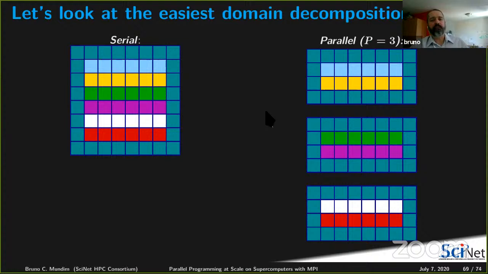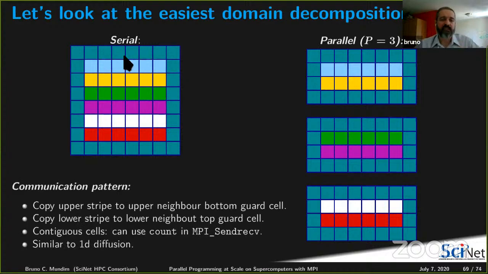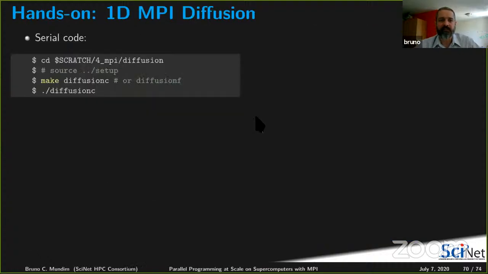So if you do the serial code decomposition, it's very common to find this on the web. Basically, it's like doing the 1D before, but in this case, instead of sending data from one side to the other, you just send data up and down. For example, the data here in yellow needs to be sent to these guard cells here. And this process here needs to send the data in green to this guard cell here, such that the computation of the derivatives can be performed there. Okay, it's very similar to 1D.